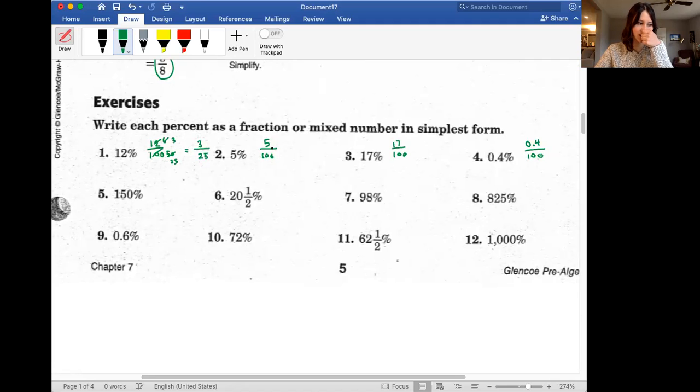This one, I think I can divide everything by 5. So this becomes 1 out of 20. So the fraction is 1/20th. And then this one, I don't think I can reduce 17. I don't think 17 and 100 have a common denominator. So that's our answer.